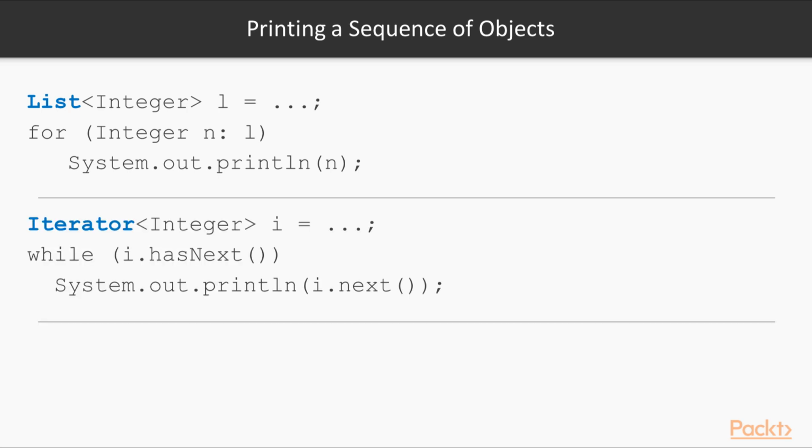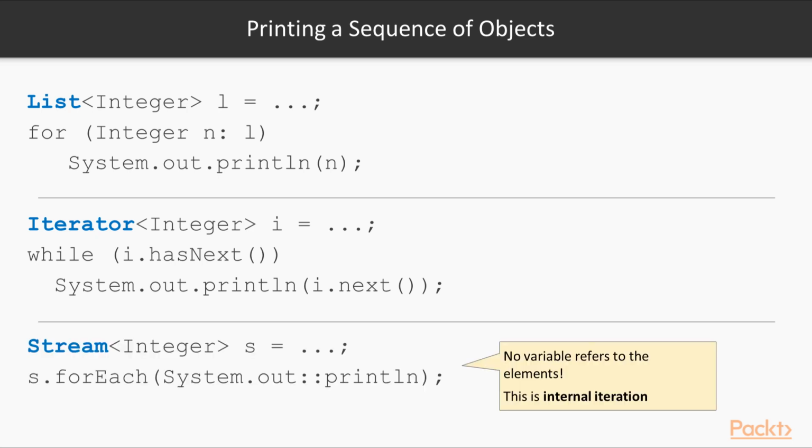Next, suppose our sequence is encoded as an iterator. Well, we can use a while loop in a standard way to get every integer in the sequence and print it. Finally, let's move to streams. So this is the first time we see this stream type. It's actually an interface, and we'll see in a few minutes how you can instantiate and populate such a sequence. For the moment, let's just have a look at how you print every object in the sequence.